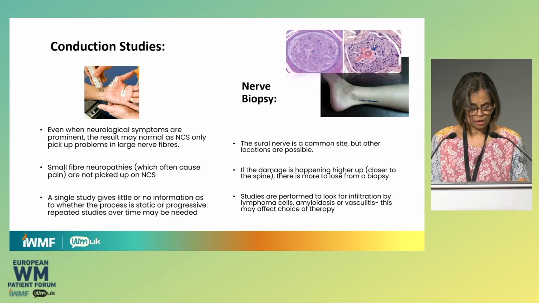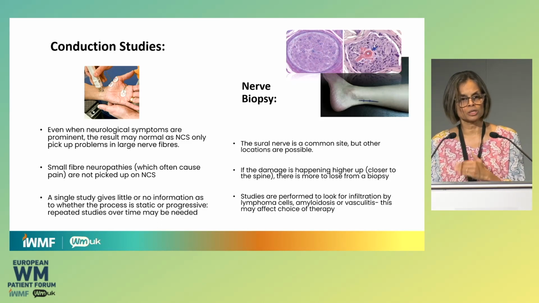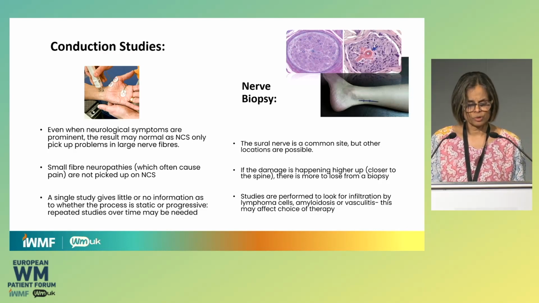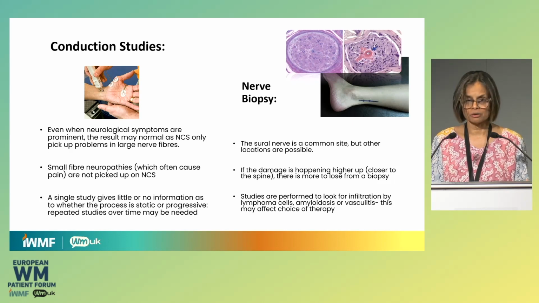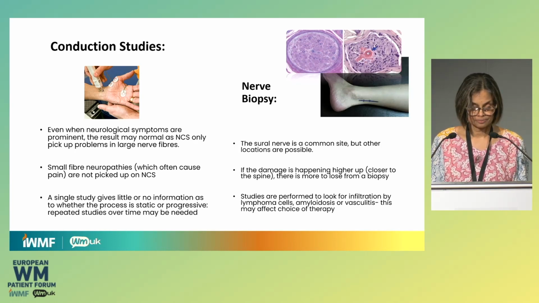The other thing about nerve conduction studies is a single study can give you a snapshot, but if you want to see what's happening over time, you may need more than one study after several months. But that'll be guided by your neurologist. Then a nerve biopsy is done rarely if we're really still trying to work out the cause of the damage. Sometimes WM cells can enter the nerve and cause problems. Other times the antibodies can go and disrupt the nerves. So the biopsy helps us to understand that.